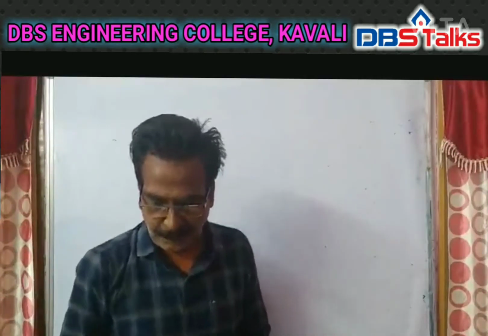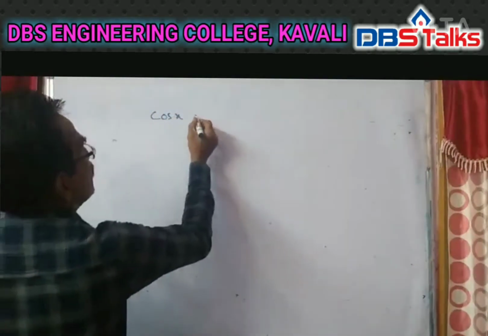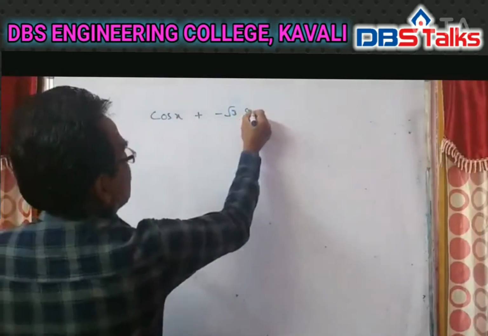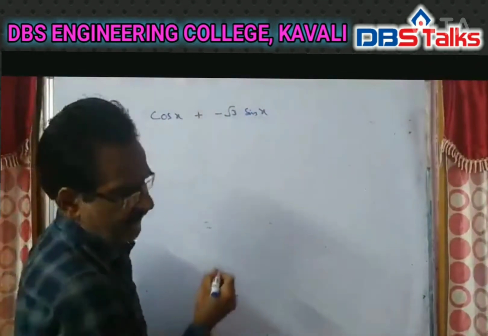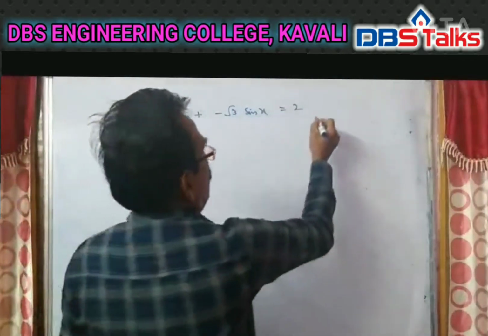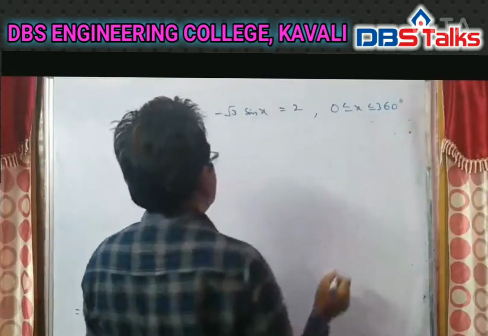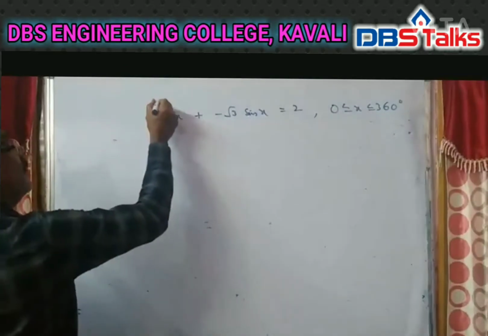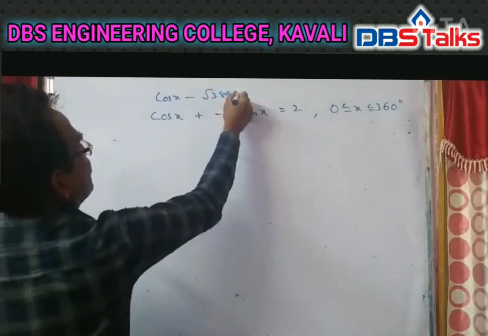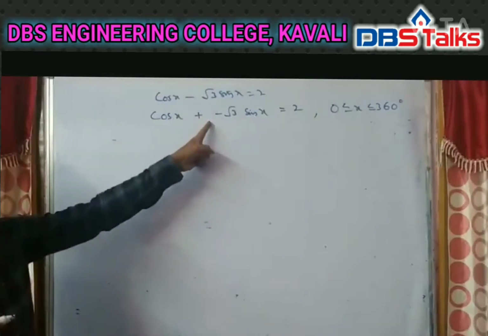Okay friends, now let us see the next problem. The next problem is cos x minus root 3 sin x is equal to 2, where 0 is less than or equal to x less than or equal to 360 degrees. Actually the problem is cos x minus root 3 sin x is equal to 2. I have rewritten the problem like this.